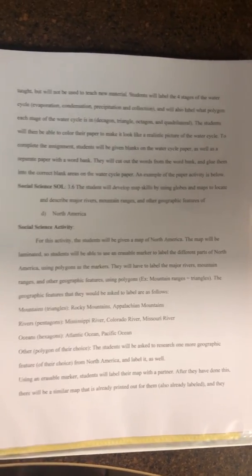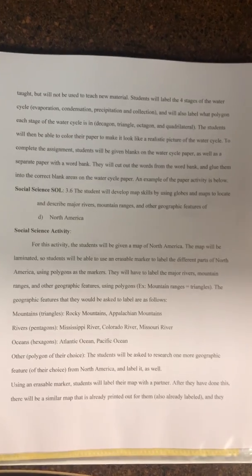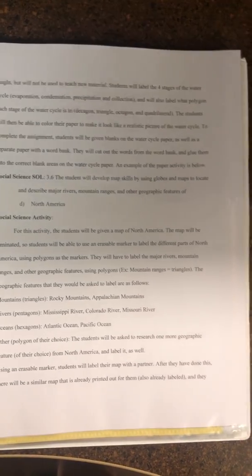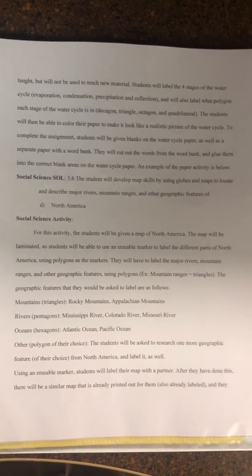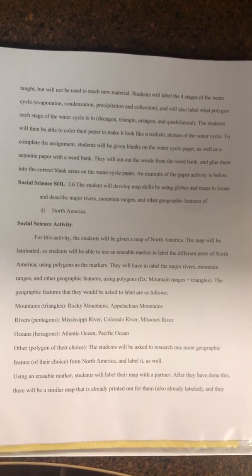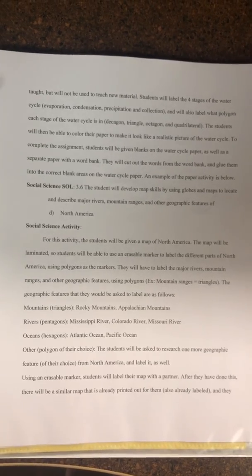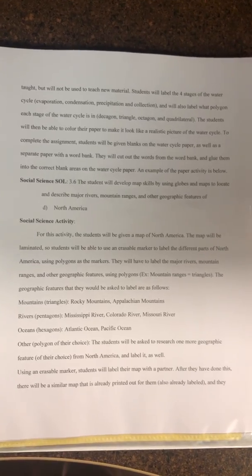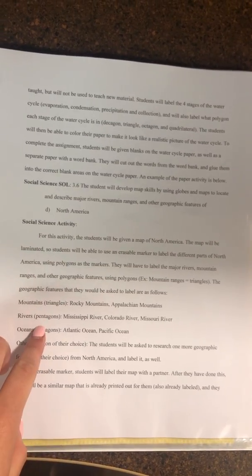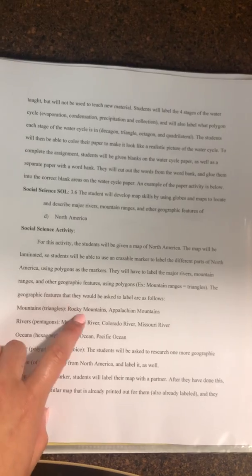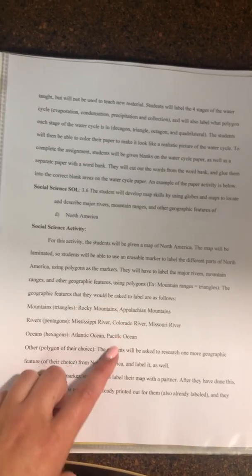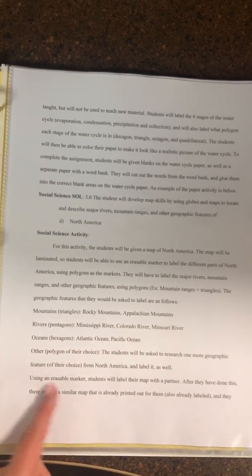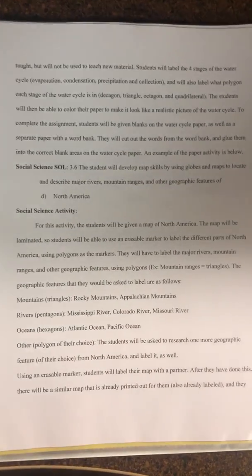So for the social science activity, they would be given a map of North America, which I would have laminated. That way they could use dry erase markers, and they would label the major rivers, mountain ranges, and other geographic features using polygons. So for example, the mountain ranges would be triangles. The mountain ranges, rivers, oceans, and everything they need to know are listed here, the ones that they would have to label, as well as one other geographic feature of their choice from North America.